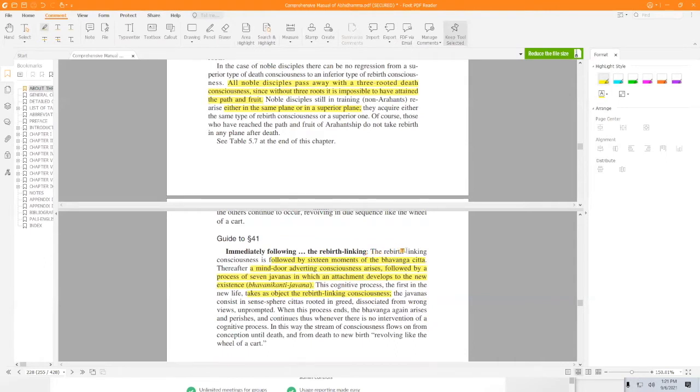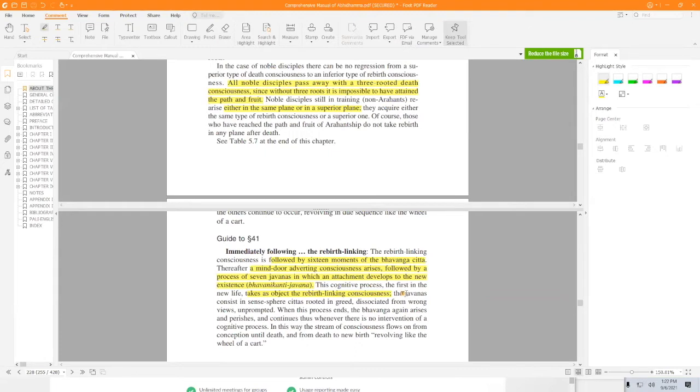So according to the Abhidharma commentaries, the rebirth linking consciousness is followed by 16 moments of the bhavanga. Then after that 16th bhavanga, a mind door adverting consciousness arises, and it's followed by a javana process in which the dominant factor is the attachment to the new existence. So that's a kind of instinctive attachment to the new existence. That is the first cognitive process in the new existence, that attachment to the new existence.